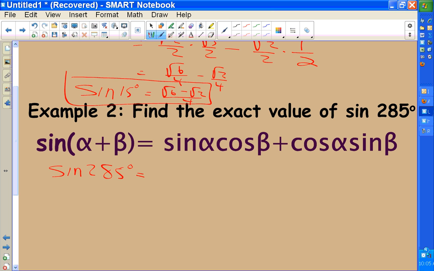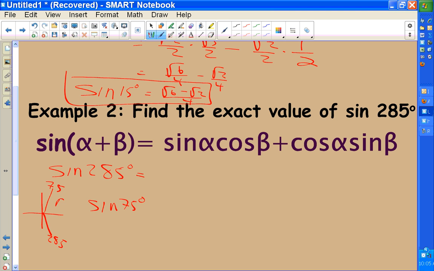Multiple choice response on this one. 15 degrees, 75. Here's 285 right here. How do you get to 285? 360 minus alpha. So alpha has to be 75. So we're going to be looking at the sine of 75 degrees.